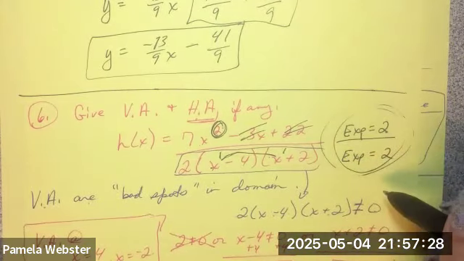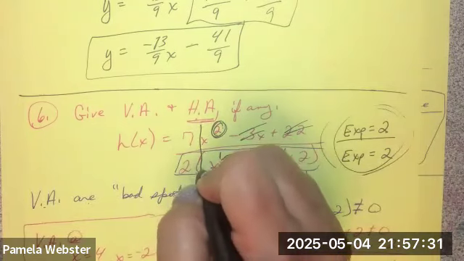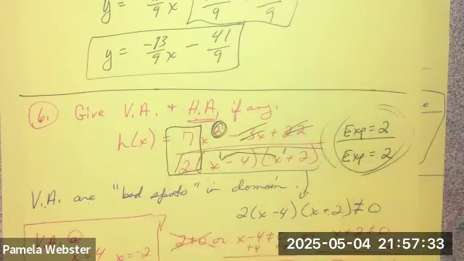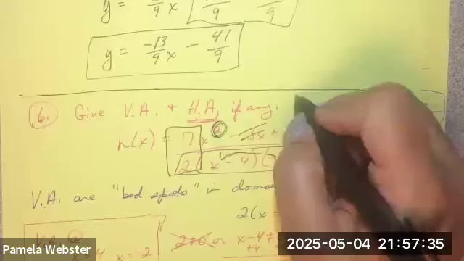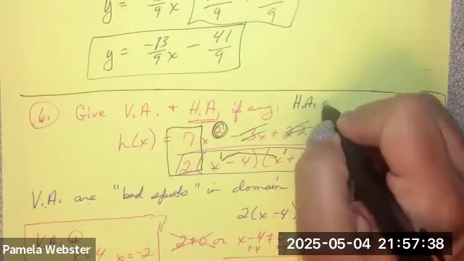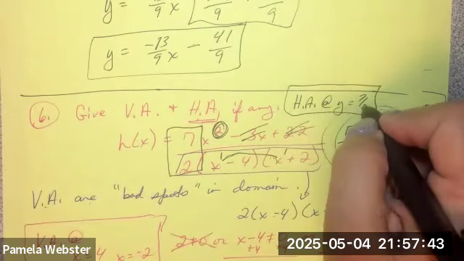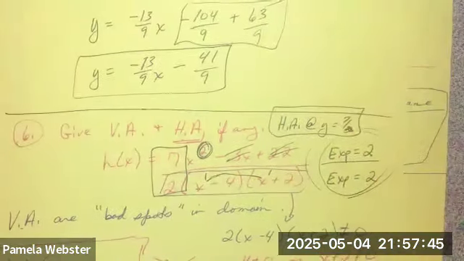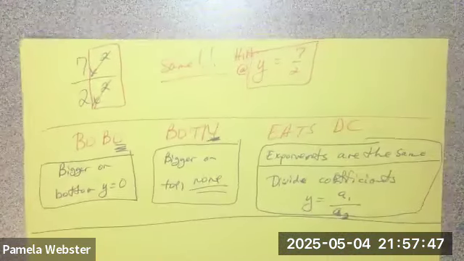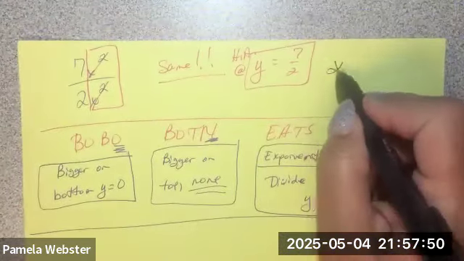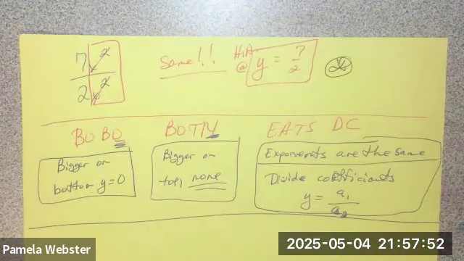Exponents are the same. What does that mean? Divide the coefficients, right? So for this example, I'm going to put it right here: horizontal asymptote at y equals 7/2. Okay. And now you know why 7/2. Now you know why I use those two numbers, because it's exactly this situation that we're dealing with, right? Okay. So make sure you know all that good stuff. You're probably going to have one word problem somewhere on this test.